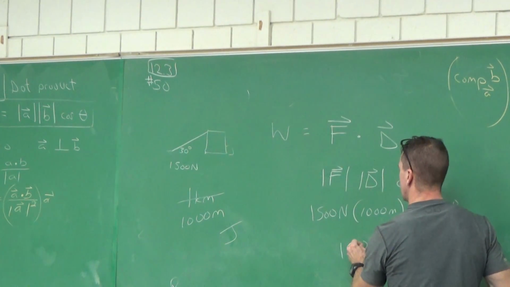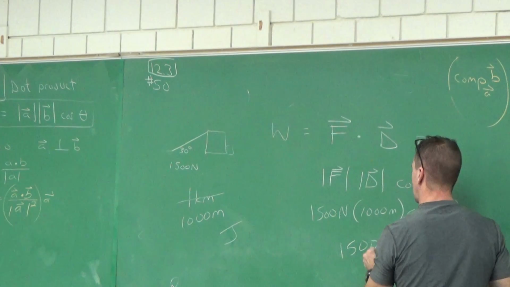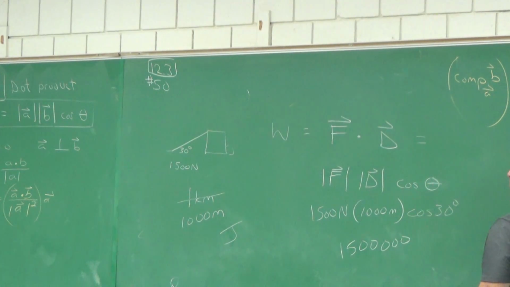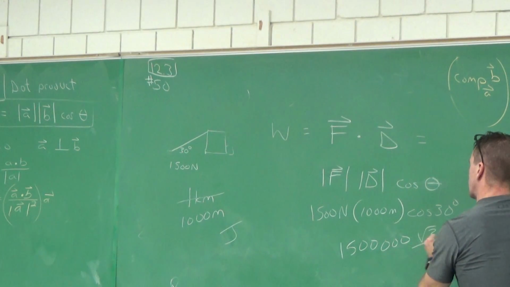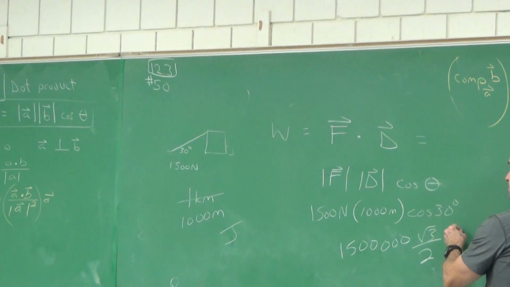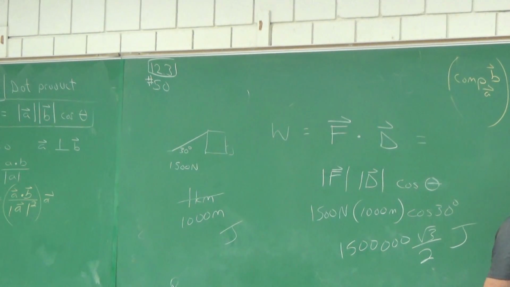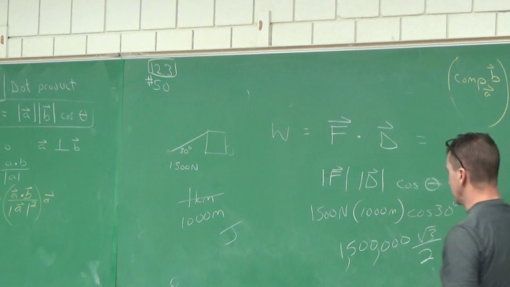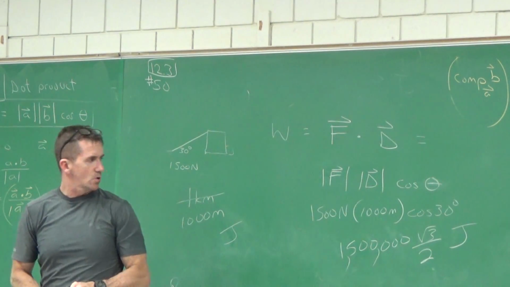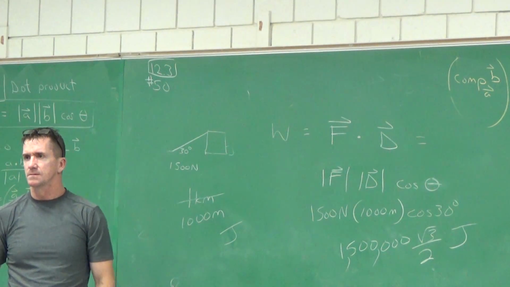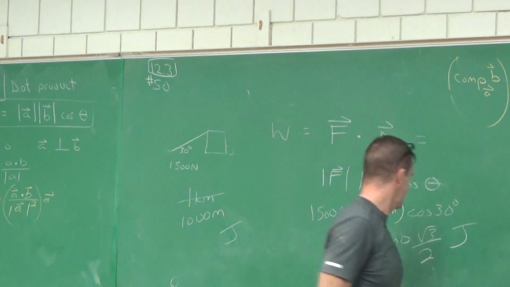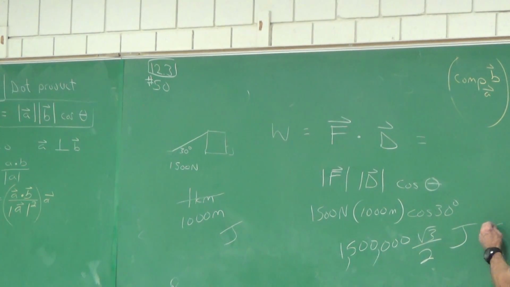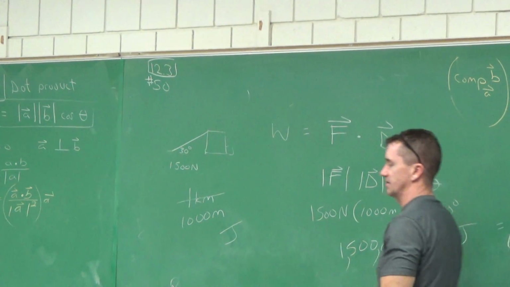1, 5, and then 1, 2, 3, 4, 5 zeros. What's cosine of 30? Square root of 3 over 2. And the units, just joules. I'll put a comma. 1.5 million times the square root of 3 over 2. Does 2 go into 1.5 million? Yes, I can at least reduce them a little bit. 750,000, that'll look a little better. 750,000 square root 3 J. That's the work necessary to pull that.